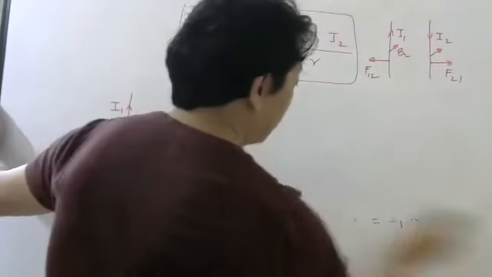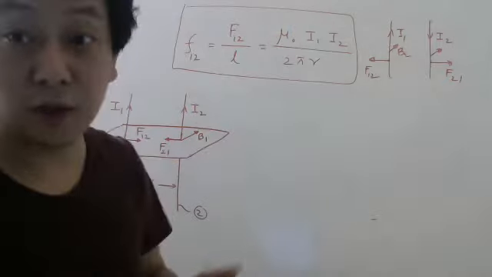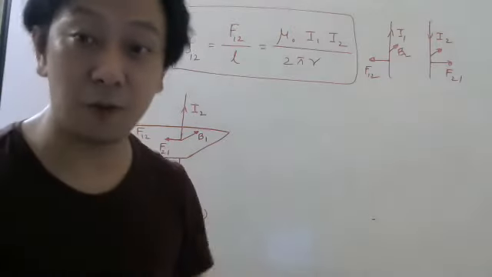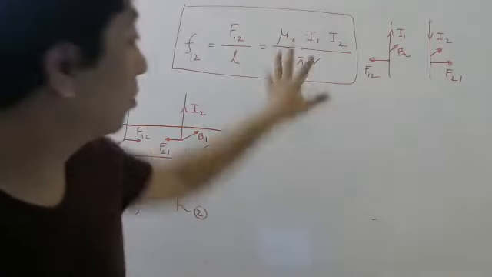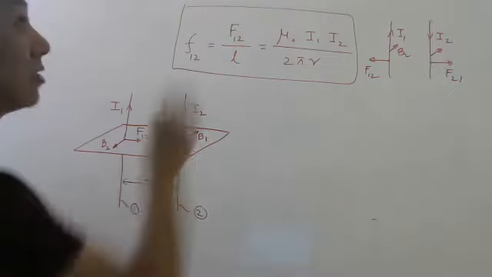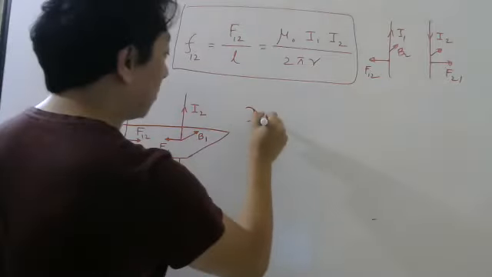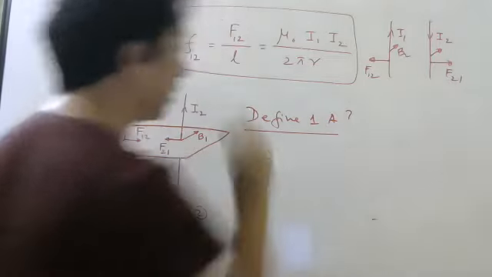Please remember the formula because numericals can be done easily by remembering this formula. Otherwise, you have to first find the magnetic field due to one wire, then calculate the force on the other wire. That will take time. If you know this formula, you can do it. Okay. Now fine. The last topic is we have to define 1 ampere.